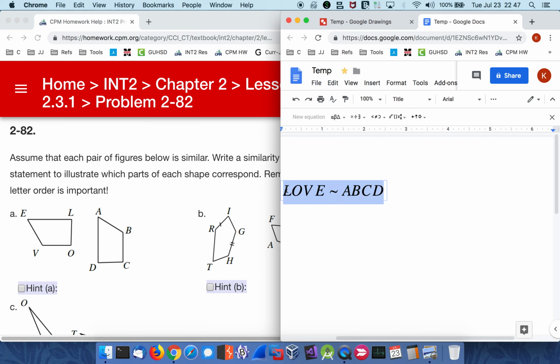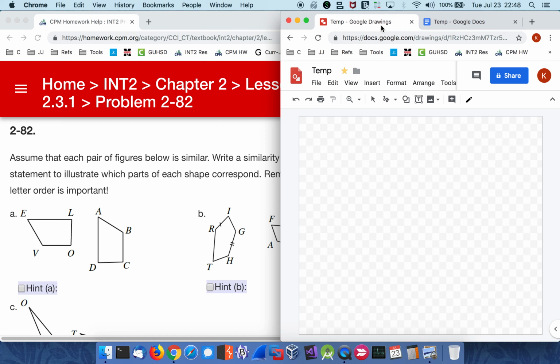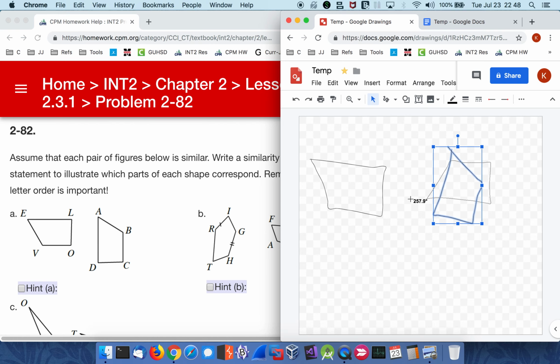So that's kind of how I like to do these types of problems. If we assume that they're similar, well, one way is to just draw it. So I'll cheat a moment here, and we'll just draw this out. So if this is one of the shapes, and then this is the other shape they gave us. Clearly, if I rotate this, it's still not quite the same, right?